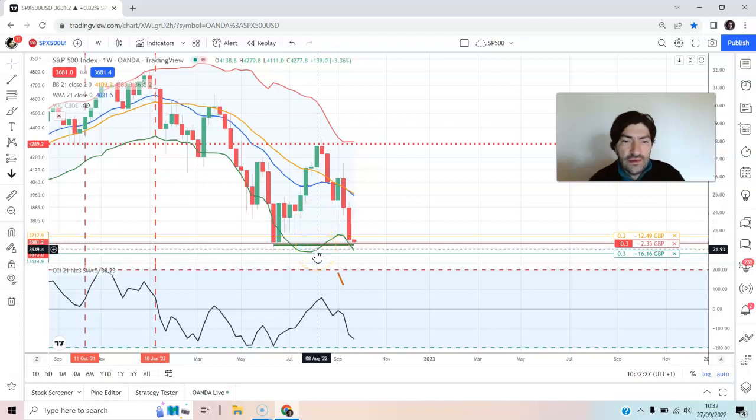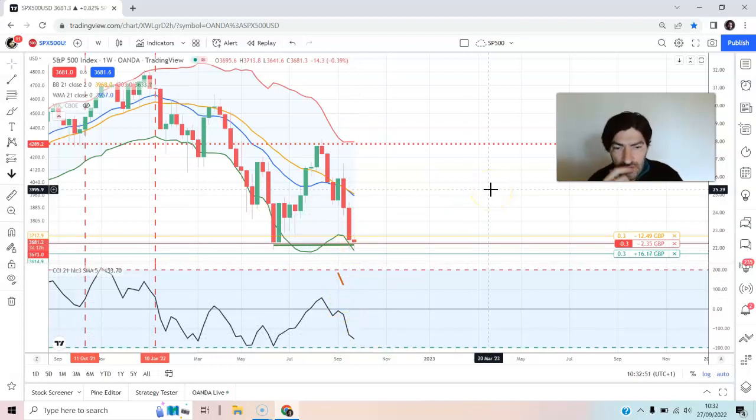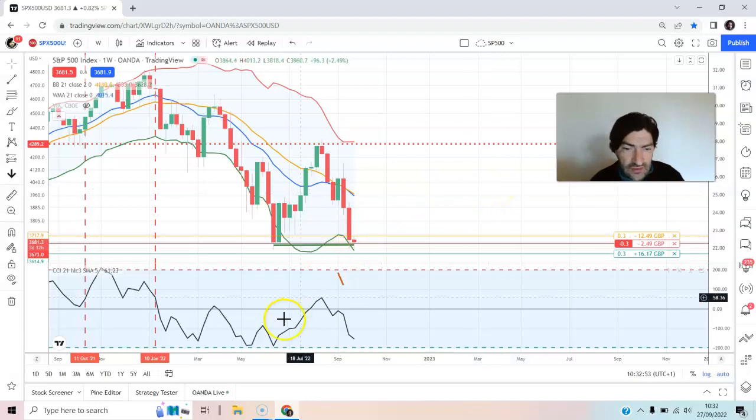So on the weekly, we are pushing on the lower band. I seem to remember as well that we are close to the 100-week moving average. Anyway, these are significant levels for a number of reasons, obviously. The CCI is not at its lowest, so the daily has sort of bottomed, but the weekly hasn't.